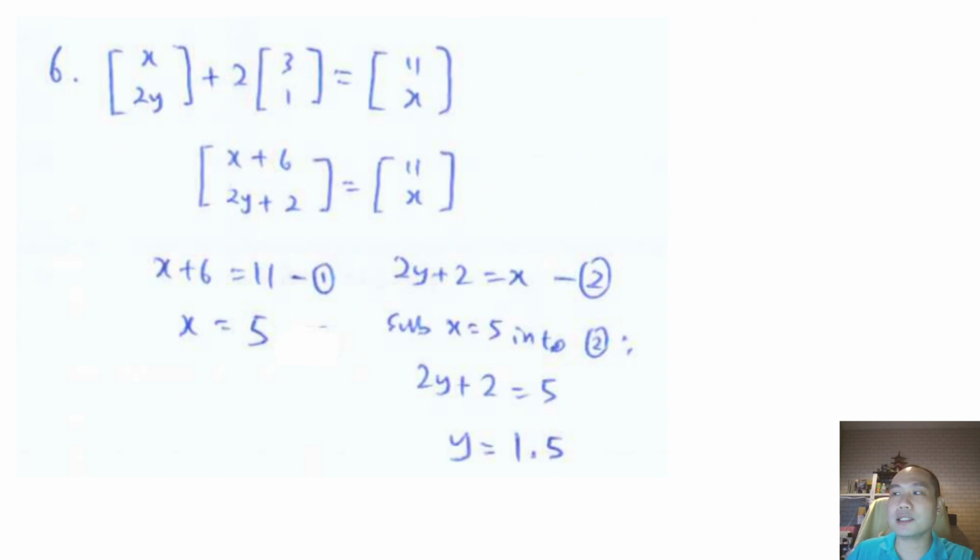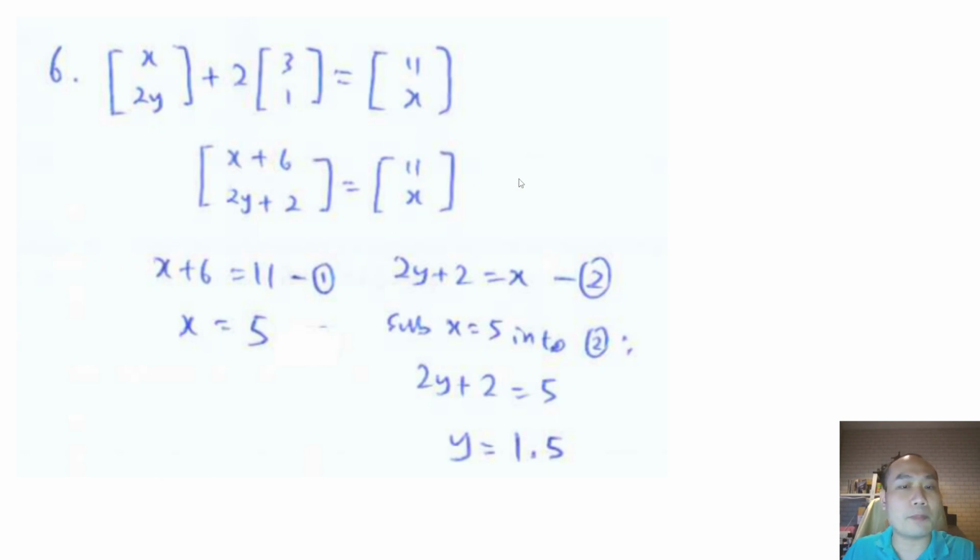Okay, however, this time round, because this is an equation, we can now solve this. So how do we solve this? We have 8x plus, down here, 2 times 3, so it becomes 6, equals 11. Then 2y plus 2 times 1 is 2, equals x. So what's the situation here?